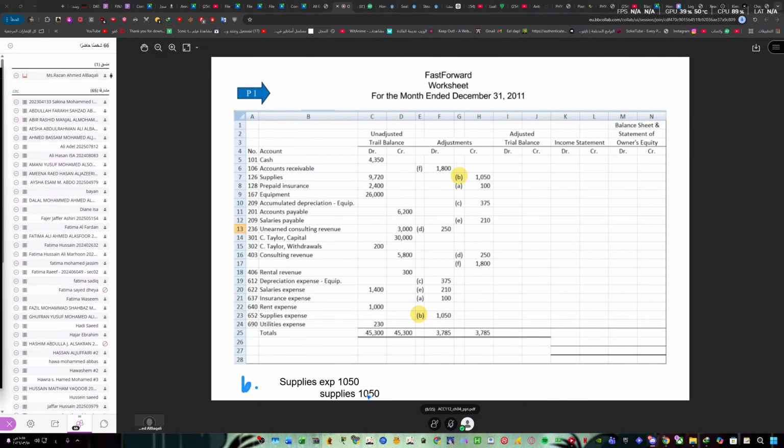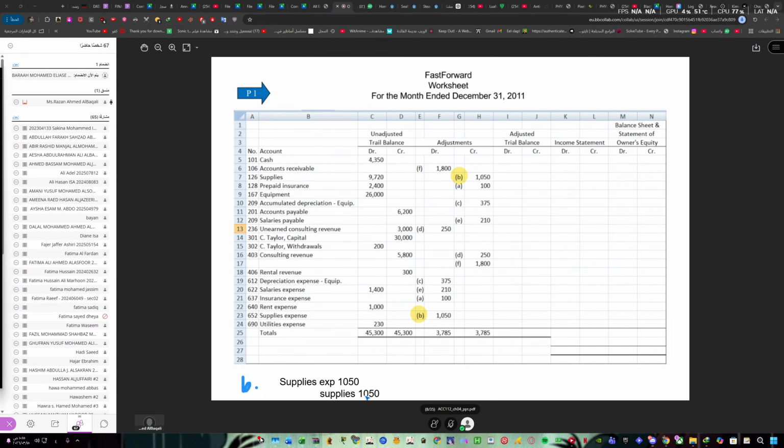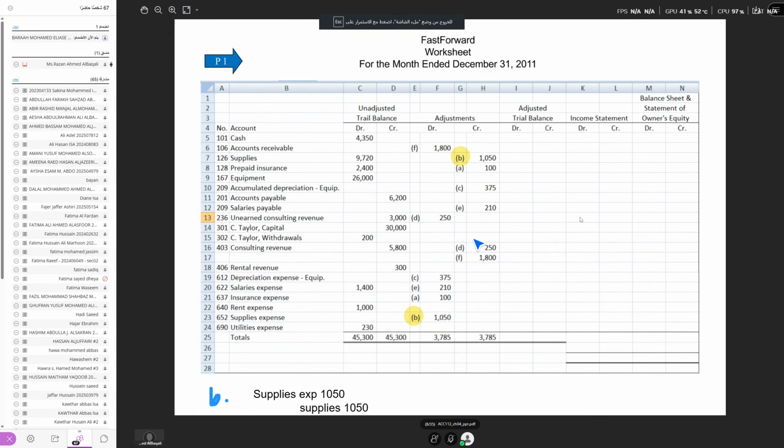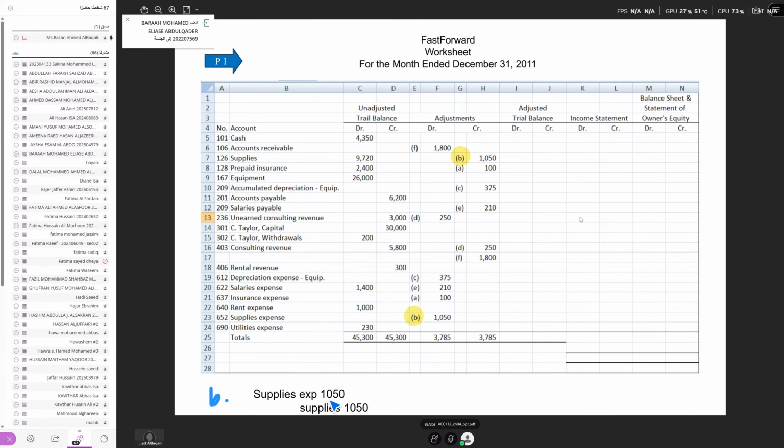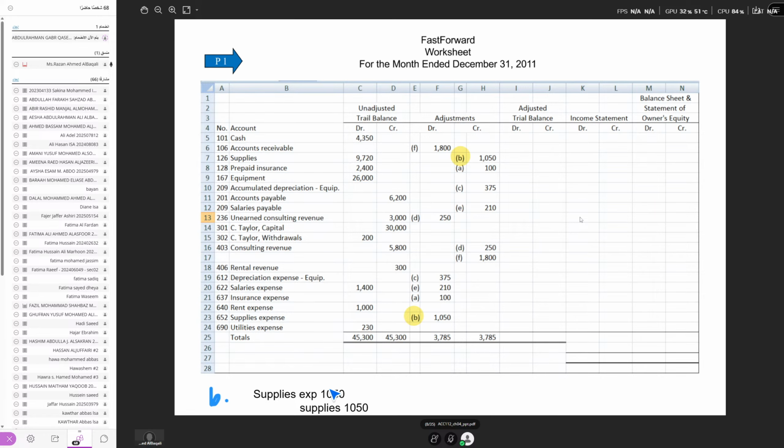Amount or a value that is less by 1050, because when you credit supplies, which is an asset, it decreases on the credit side, which means that I need to show my supplies account with a value that is less by 1050. And for the supplies expense, it is debited, which means it increases on the debit side. So you should show your supplies expense account balance with a value that is greater by 1050.